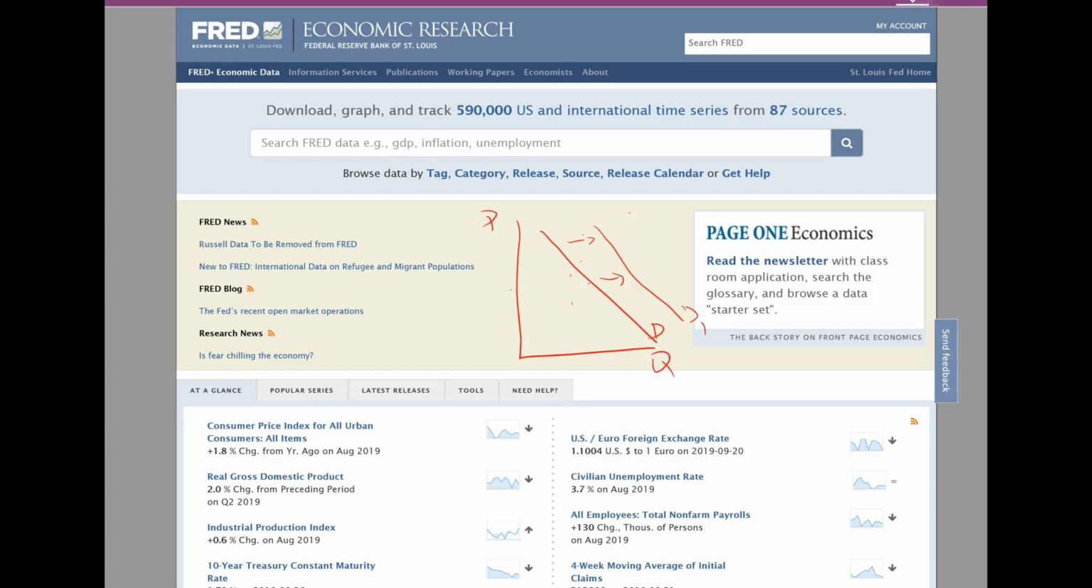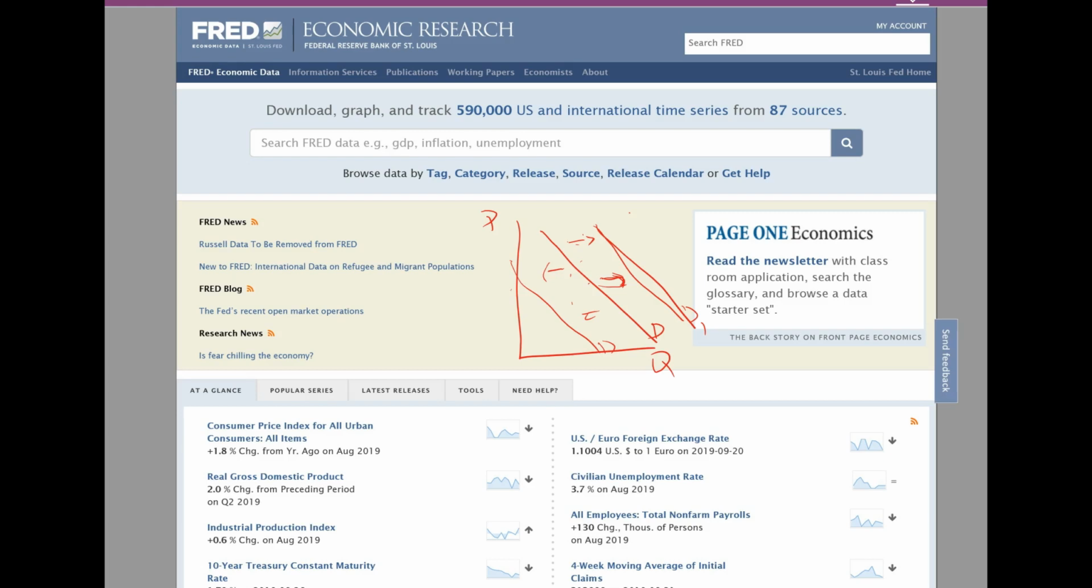Now, one of the other things that can shift the demand curve, and actually the supply curve too, is expectations. So in other words, if consumers become more optimistic about the future, they will demand more at all price levels, and that's going to shift the demand curve over to the right. Of course, if they become more pessimistic, that will shift the demand curve over to the left.